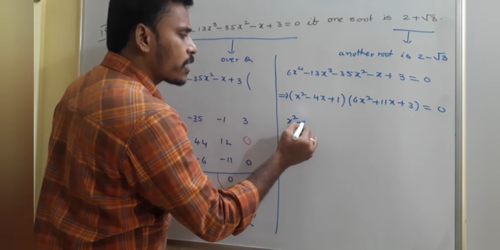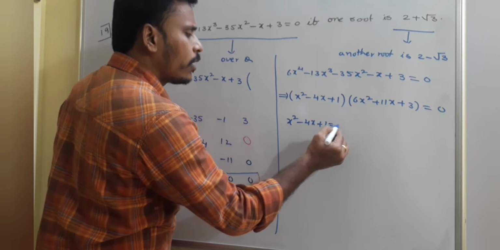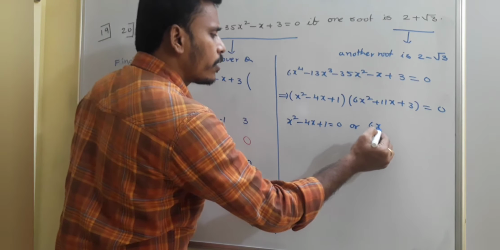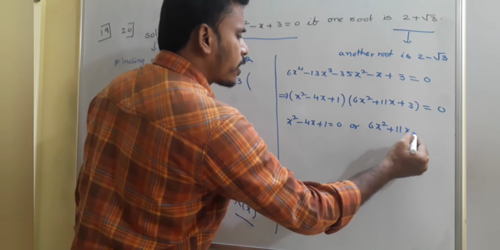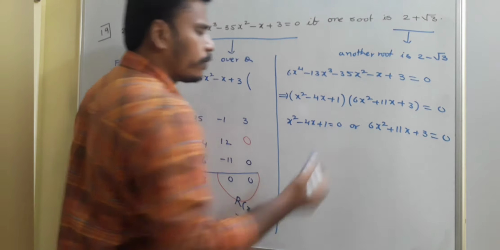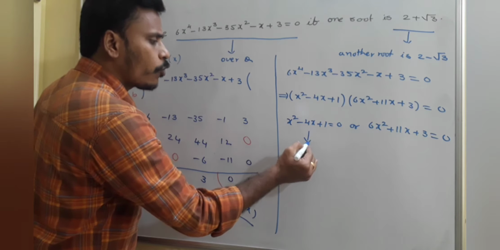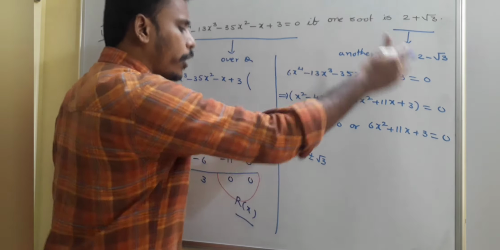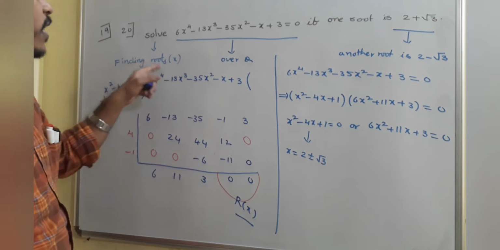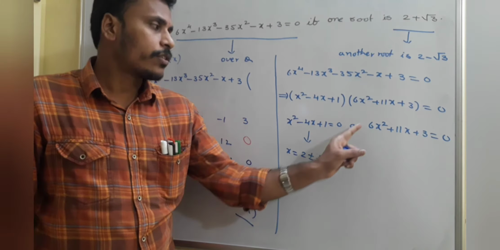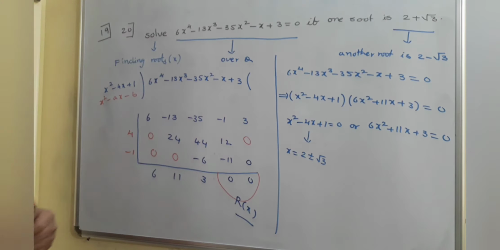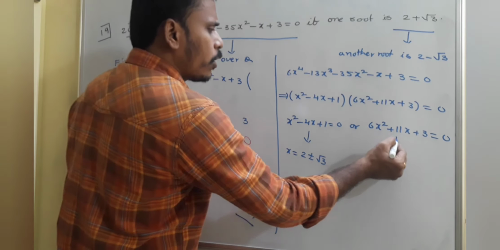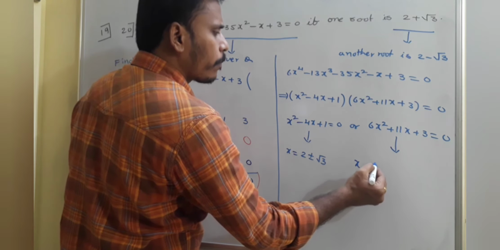So we have x square minus 4x plus 1 is equal to 0, or 6x square plus 11x plus 3 is equal to 0. From this x square minus 4x plus 1 is equal to 0, the roots are 2 plus or minus root 3, and already we know it. And our intention is to find the other roots, so you just solve it. 6 3s is how much? 18. You just have a look. Do you make any mistake anywhere? Otherwise, simply you just find the roots using the quadratic formula.